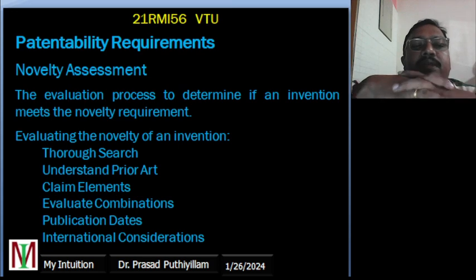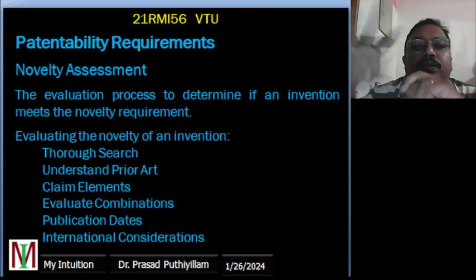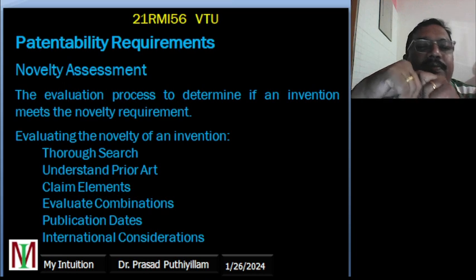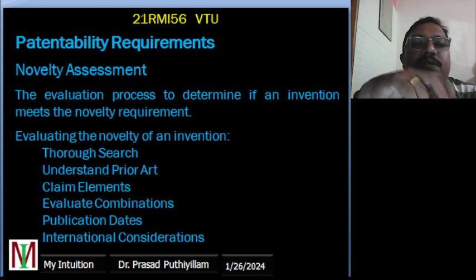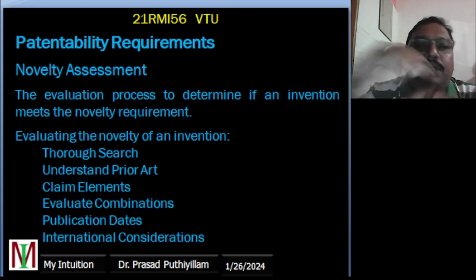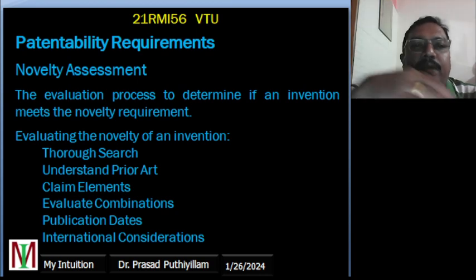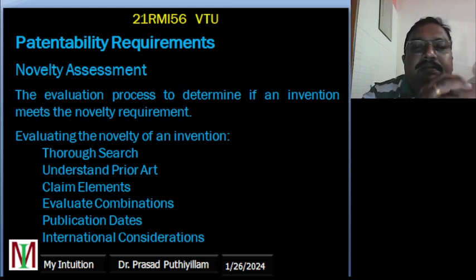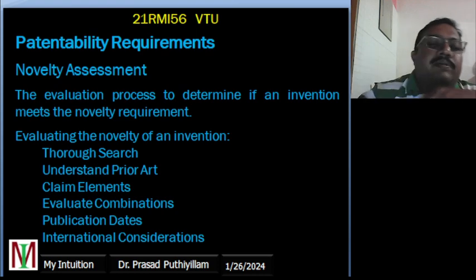Novelty means the invention must be entirely new and not disclosed, as I already said. So we have to do a thorough search. Not only the patent officers; when we are applying for a patent for our invention, we should do thorough research. You have to search all the patents, scientific literature, journals, technical manuals, and any public domain where it is available. That thorough search is needed.